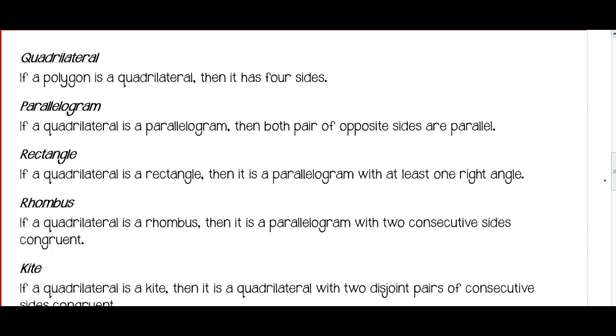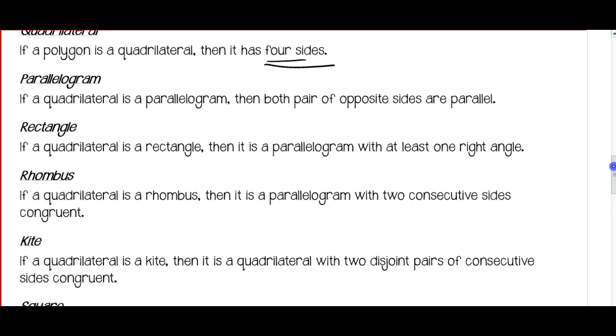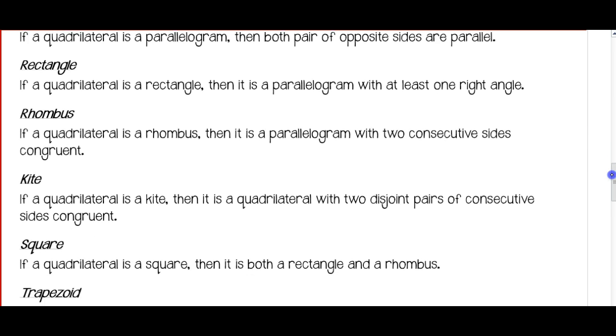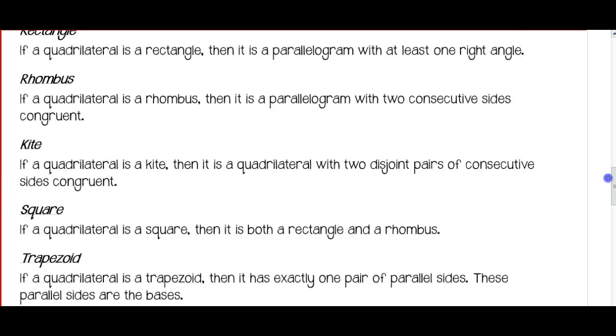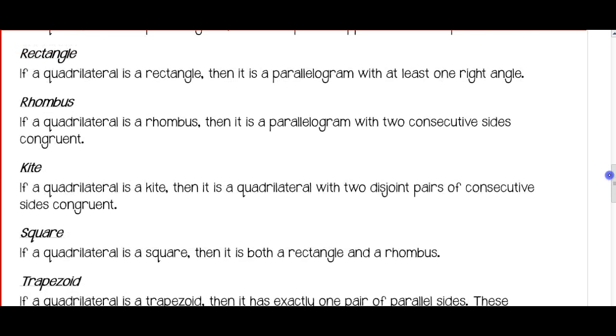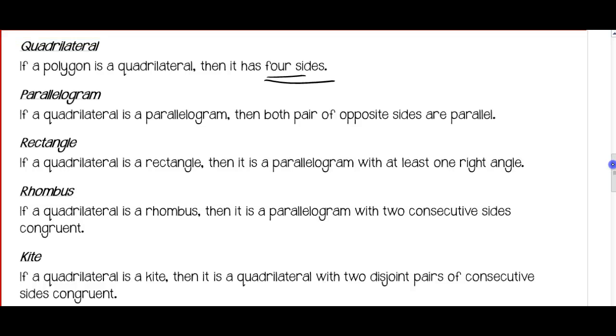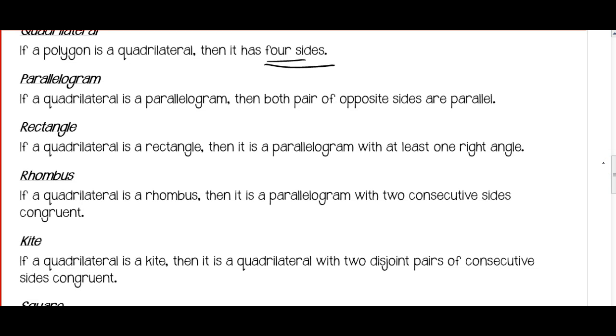We're going to be talking at length about quadrilaterals and special quadrilaterals. If a polygon is a quadrilateral, then it has four sides. And then we have all these different types of quadrilaterals. We have a parallelogram, rectangle, rhombus, kite, square, trapezoid, isosceles trapezoid. Let's quickly take a look at the definition of each of these. And then again, I highly recommend that you go back and read this several times and make sure you're familiar with these definitions.